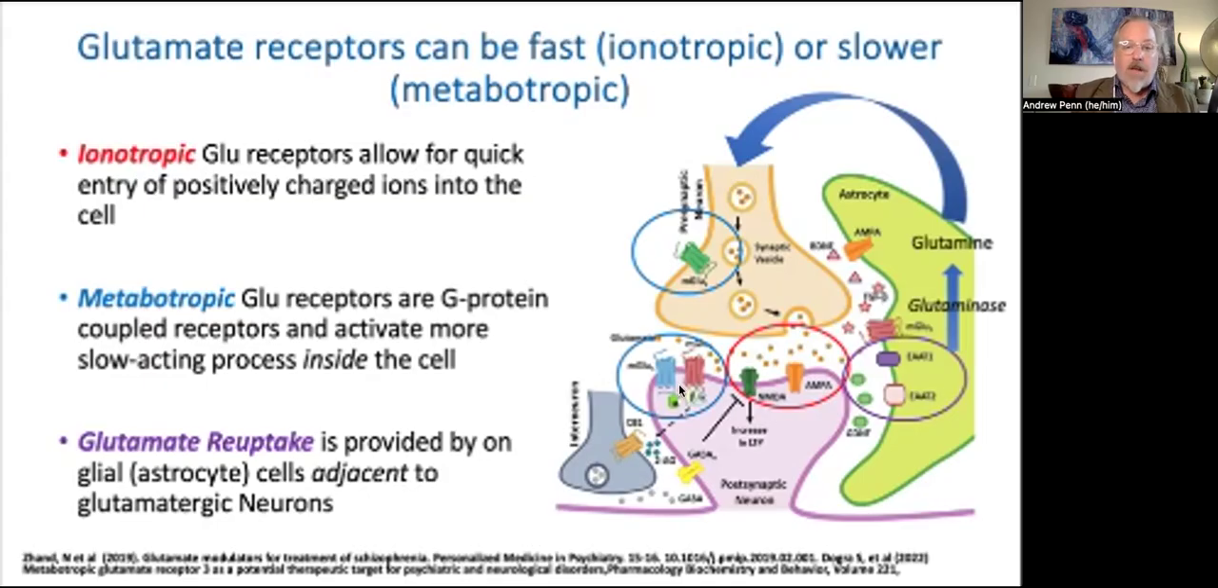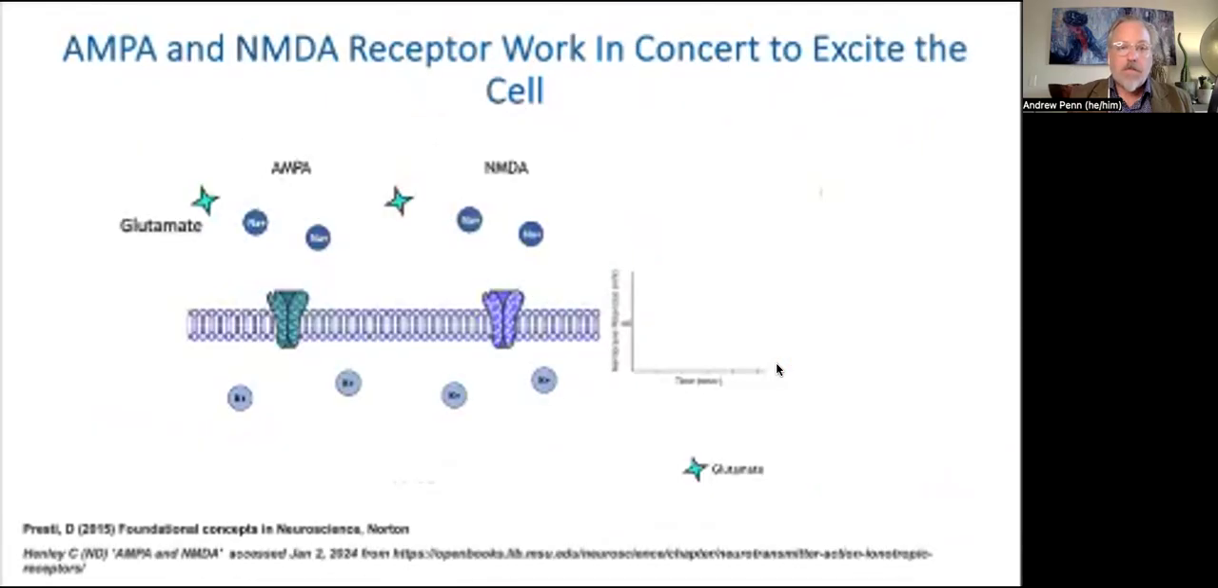I also want to point out those slow acting metabotropic glutamate receptors. These are those G protein coupled receptors, slower acting. They work differently than these ionotropic receptors that we've talked about here. I also want to point out that these AMPA receptors and NMDA receptors, not to be mistaken with MDMA, I know it sounds pretty similar, but NMDA is one of the glutamate receptors. So I want you to watch this.